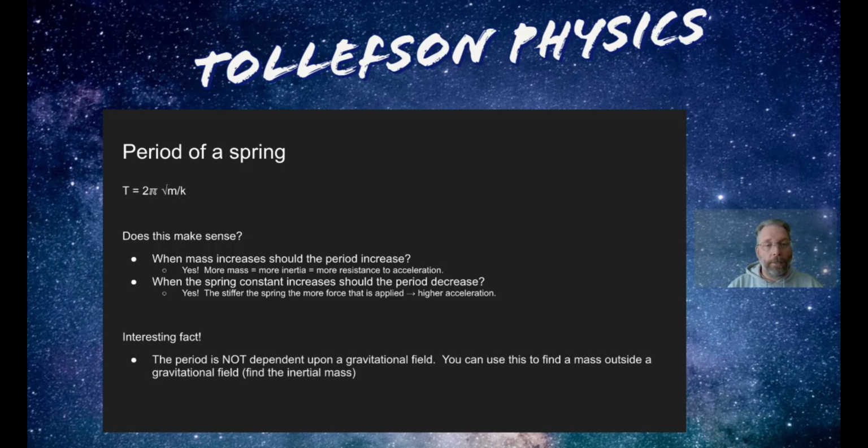Now, here's an interesting fact. The period in this particular case is not dependent upon a gravitational field. So you can actually use an oscillation of a spring or some other elastic substance to determine the mass of an object. This is known as the inertial mass, because you're not using a gravitational field to figure this out at all. Therefore, you can do this, say, on the space shuttle, where you feel like you're in weightlessness. You can have something vibrate to determine the mass of an object.